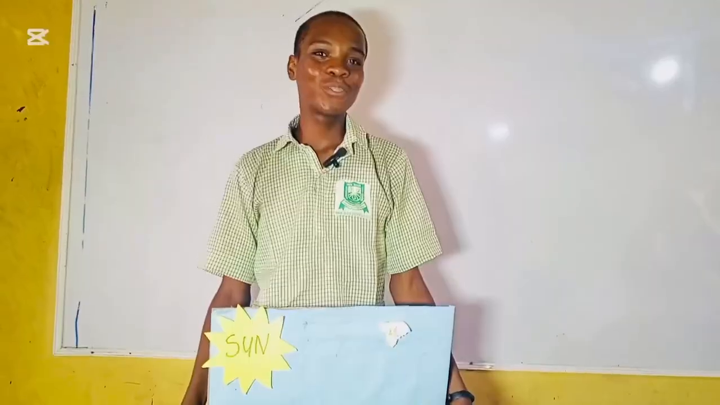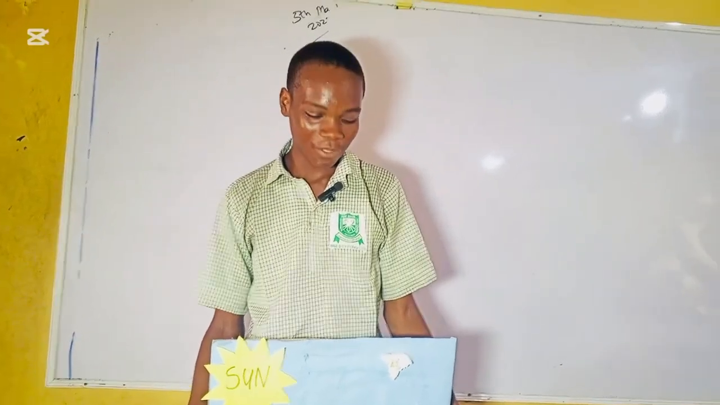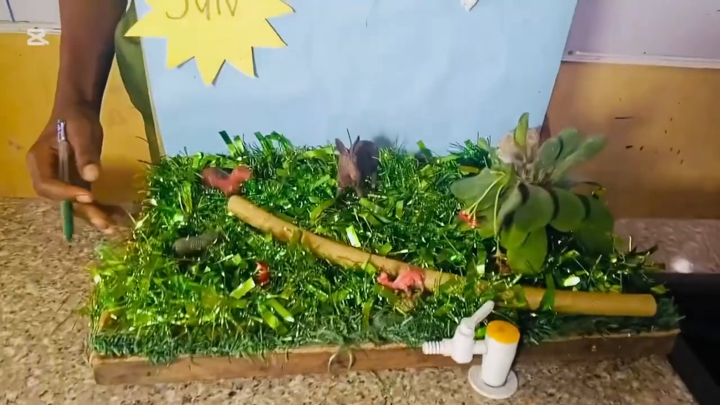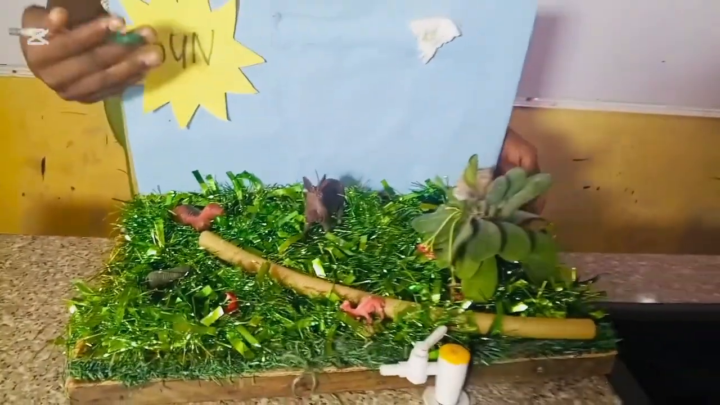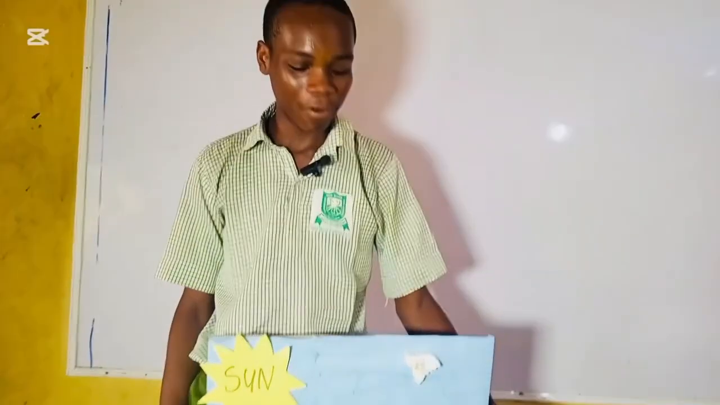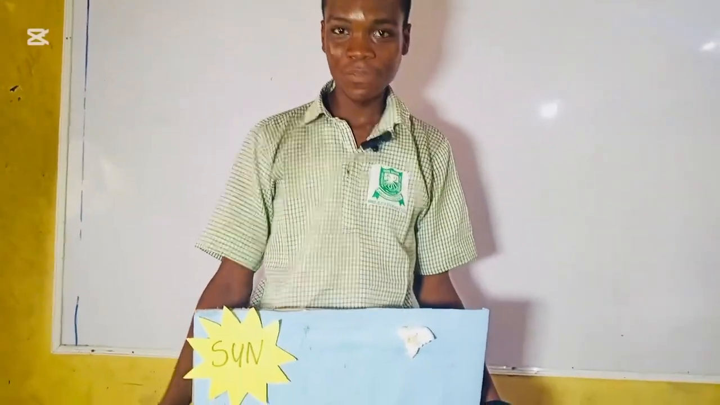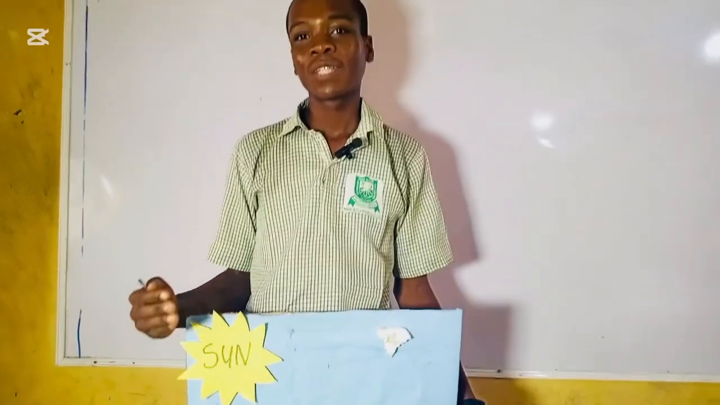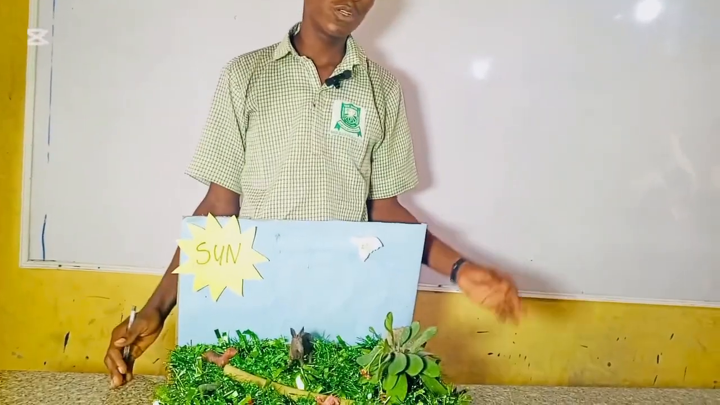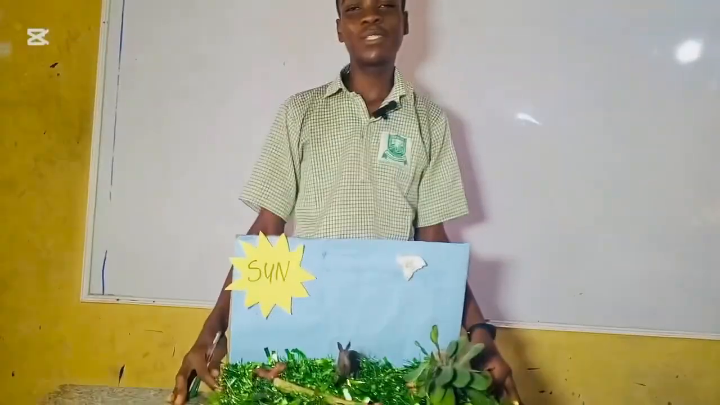Thank you. Gabriel presents the model of an ecosystem. So what is an ecosystem? An ecosystem is a system whereby the living organisms and the non-living factors interact together in their environment. So we have the living components of the ecosystem, usually referred to as the biotic community. Then we also have the non-living factors of the ecosystem.